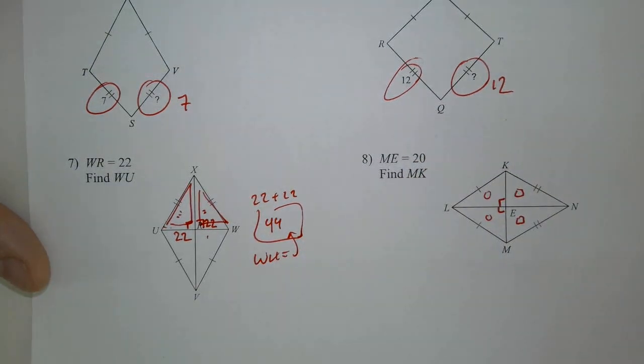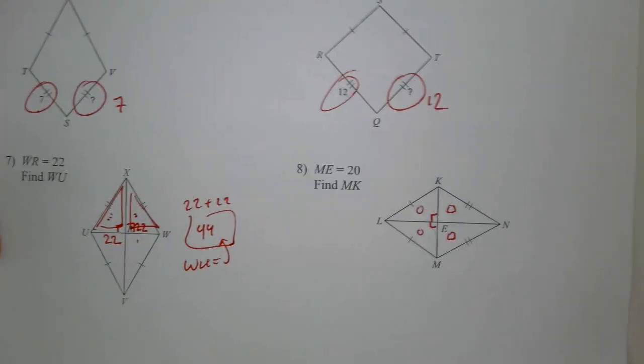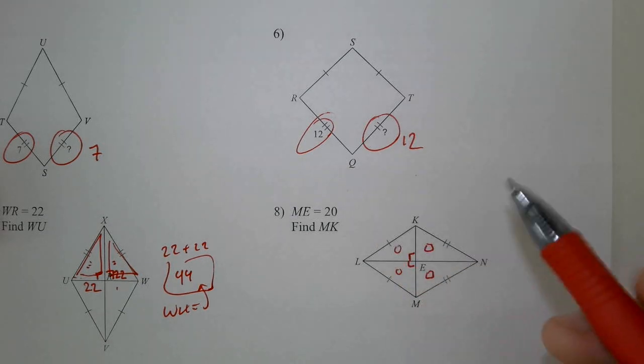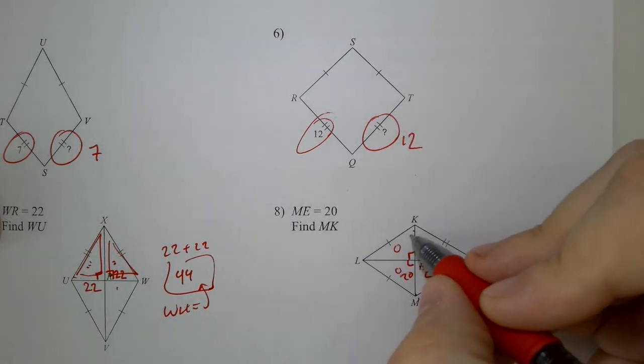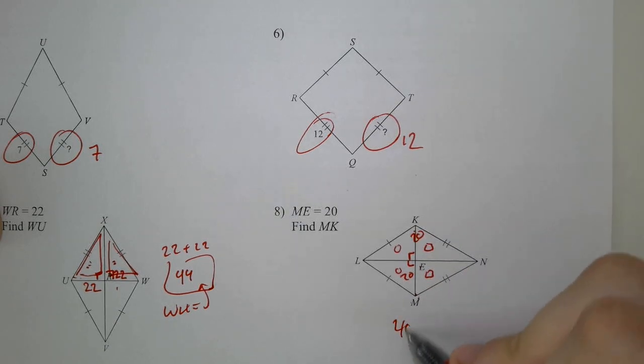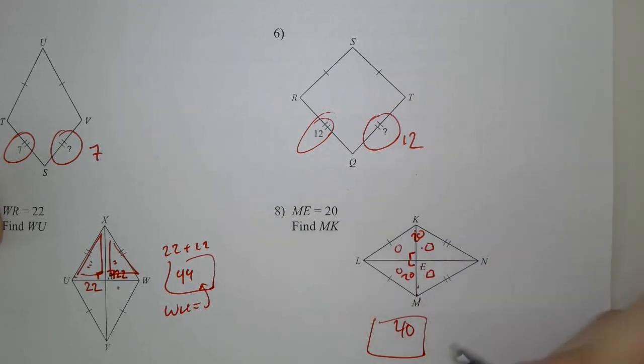equals 4 to 4. Okay? And we get to the problem that I started with in the beginning. We got m to e is 20. What is m all the way to k? Well, you have to add the extra 20 to get 40. 20 plus 20 make 40 is equal to m to k.